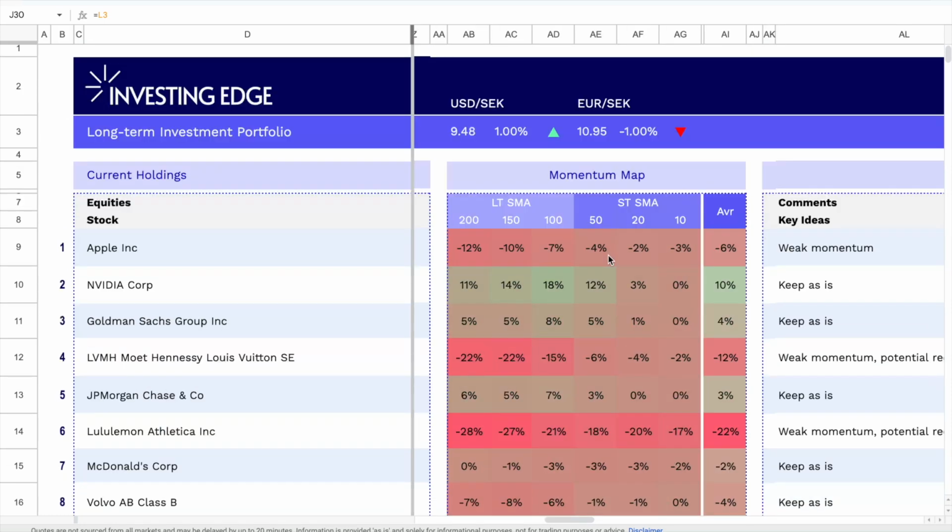And this helps me quite a lot each month. At the end of the month, I receive my salary, and then I take a look at this momentum map and see which stocks I am interested in, on a momentum basis, to add or reduce my positions in.